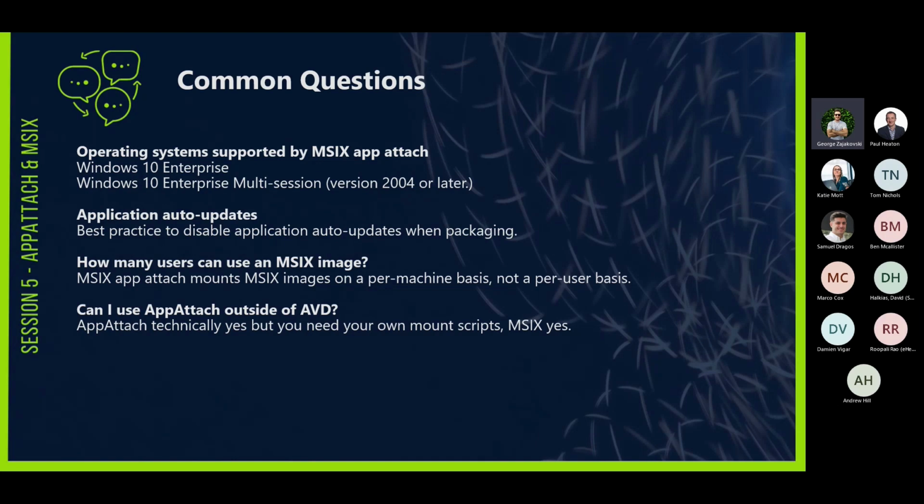So in AVD, for every one virtual machine that you have, you'll only get one MSIX AppAttach image mounted per machine. And finally, can I use AppAttach outside of AVD? Well, AppAttach technically yes, but you need to create your own mount script. So there's no service in the background that'll go and dynamically mount that for you. There's PowerShell scripts that you can run that can do it, but it's not native in a way. You need to do some other funky stuff to get that working. Whereas MSIX, yes, fully supported. You can run it outside of an AVD environment, no problem.